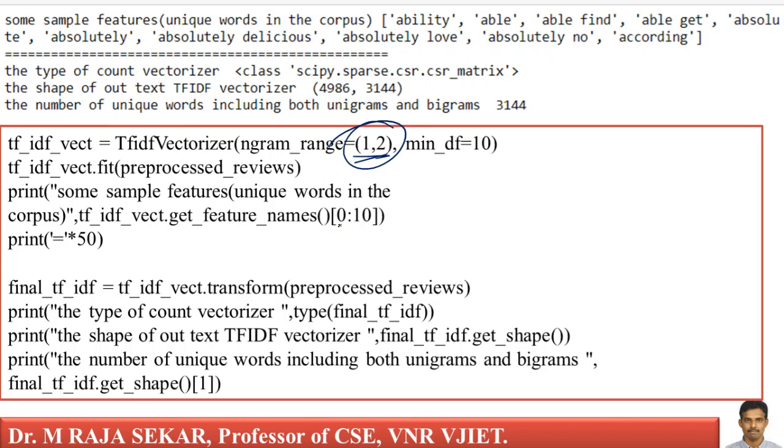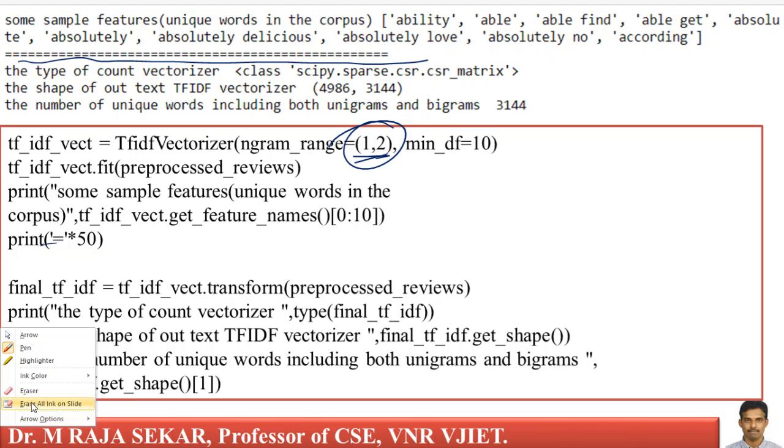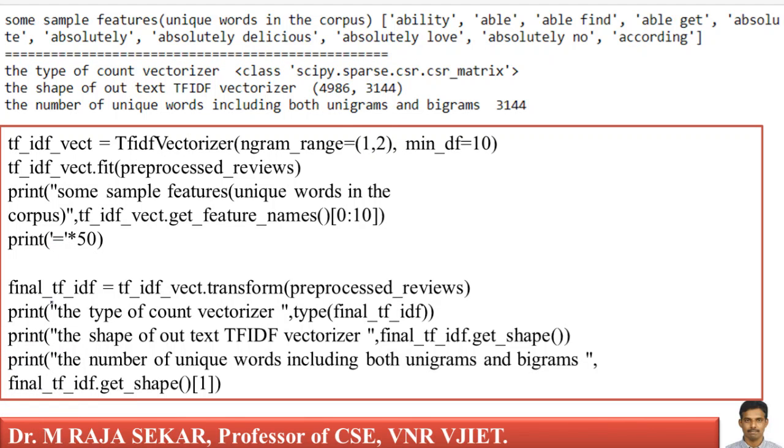I am just displaying features by slicing. The print statement means you are printing the equals sign 50 times, nothing more than that. It's simple and straightforward. What is this? final_tf_idf, the transform function. I already discussed what the transform function is. Preprocessed reviews, we discussed in our previous lectures. Type, what is the type? Basically, it creates a sparse matrix. Yes, it creates a sparse matrix.